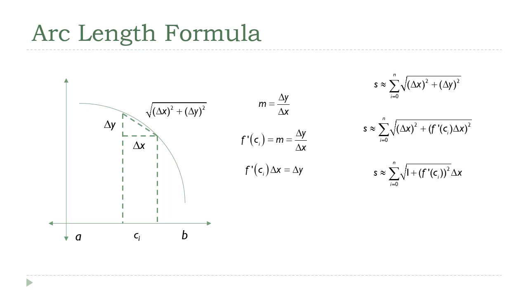So I'm going to just do what we do. I'm going to take the limit as n goes to infinity of that series. When we take the limit, the sum becomes an integral. Delta x becomes dx, and my approximation becomes the exact answer. And that right there is my formula: the integral from a to b of the square root of 1 plus f prime of x squared dx.